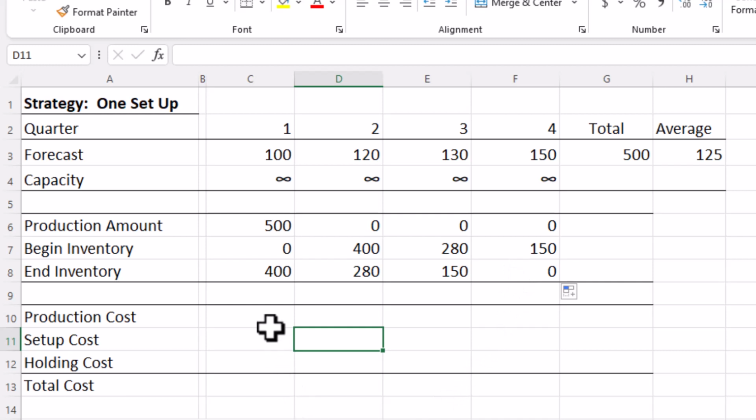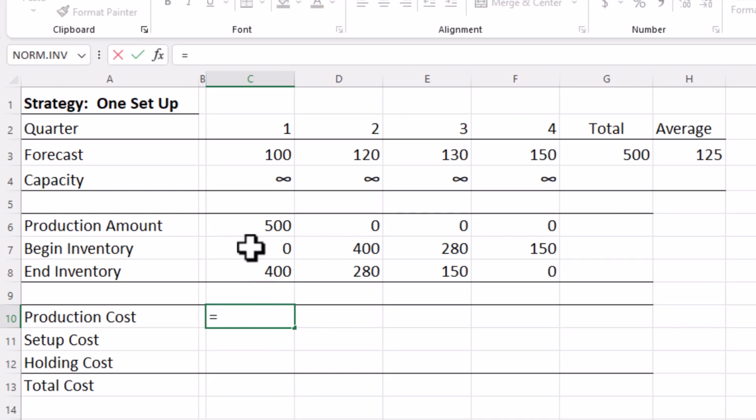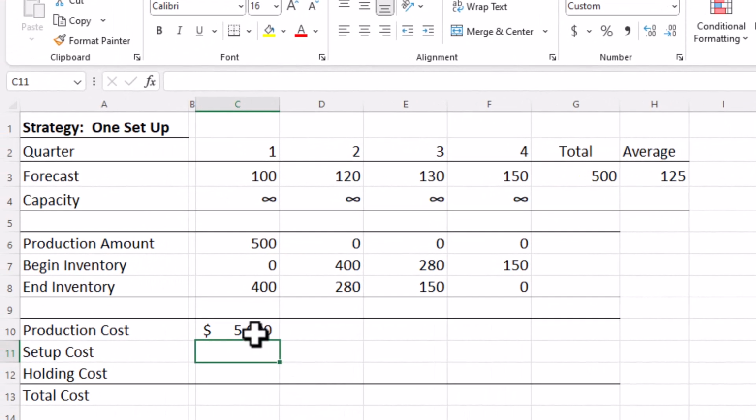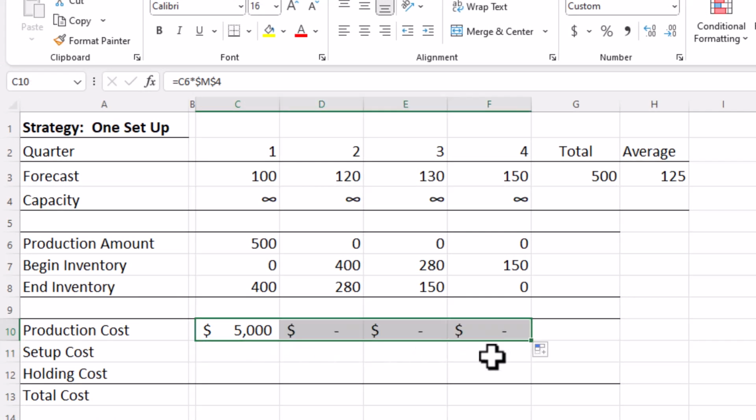Now I can just determine the various costs. The production cost in the first one is going to be the production cost per unit multiplied to the total production. In this case, it's going to be the production amount, which is 500, multiplied to 10. I'm just going to put it here and make it an absolute cell and enter, and that's my production cost. And I can just copy this formula over, and we can see that I get 0 production cost in the next 3 periods.